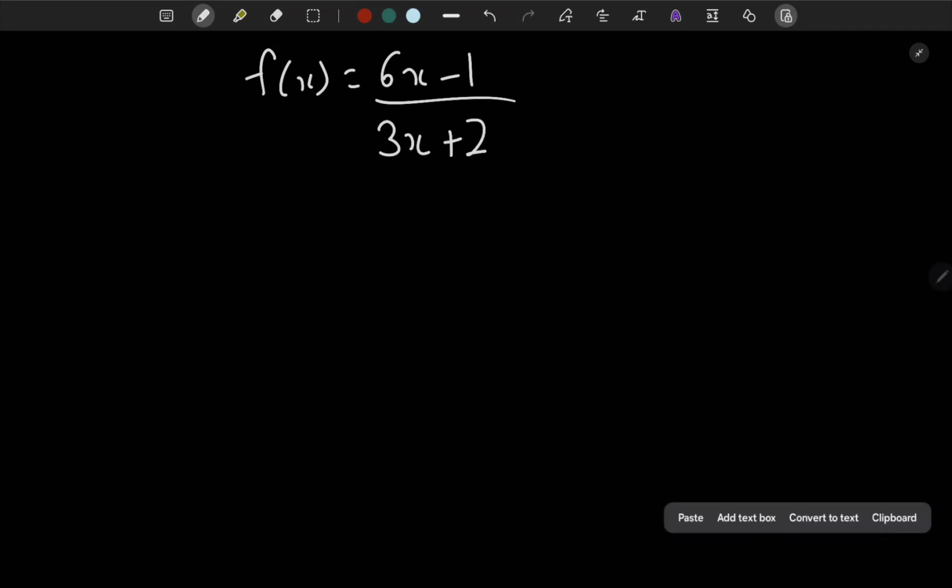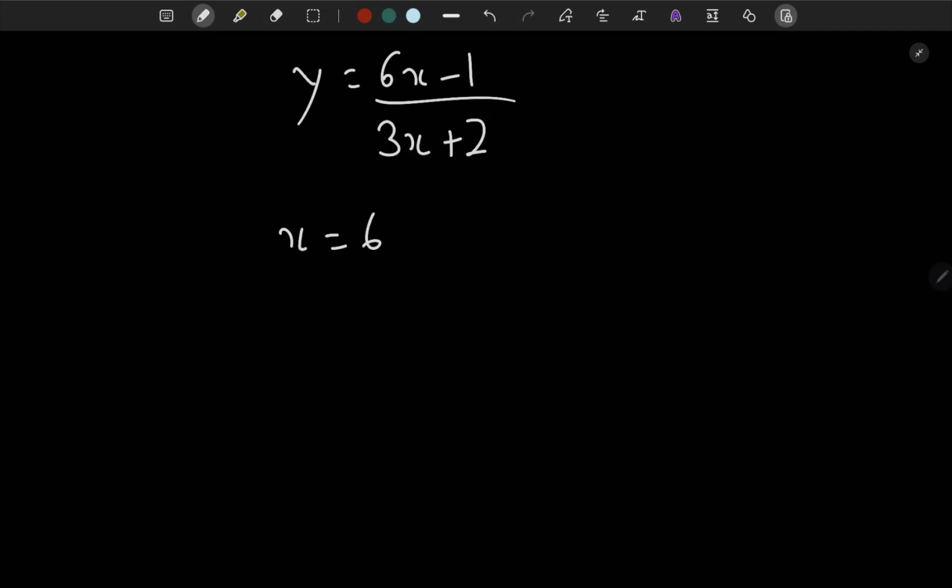So let's do an example with fractions. So f of x is equal to (6x minus 1) over (3x plus 2). So what do you think we should do? First step again is just replacing this with y, and now substituting x with y and y with x. So this will become x is equal to (6y minus 1) over (3y plus 2).